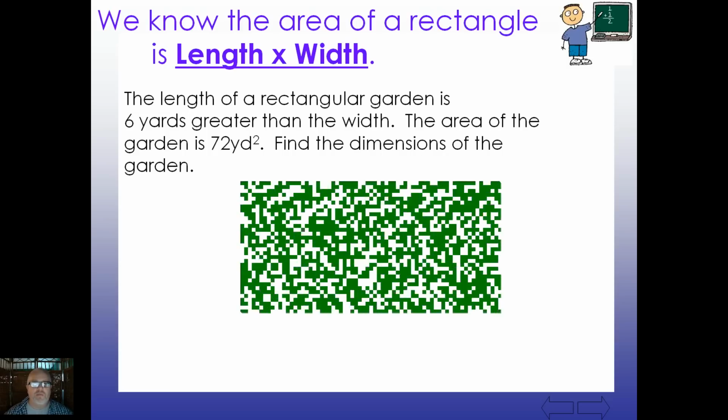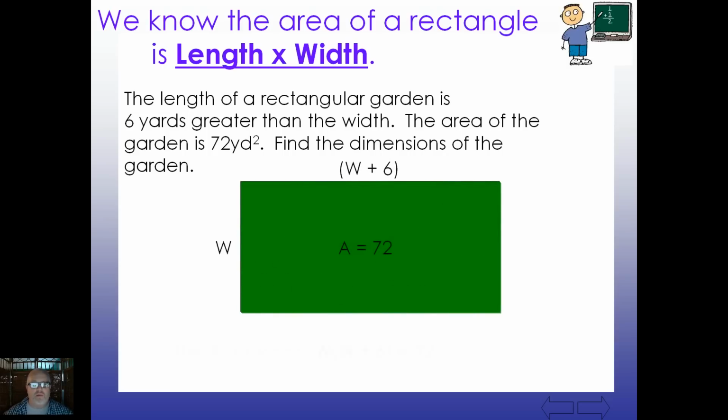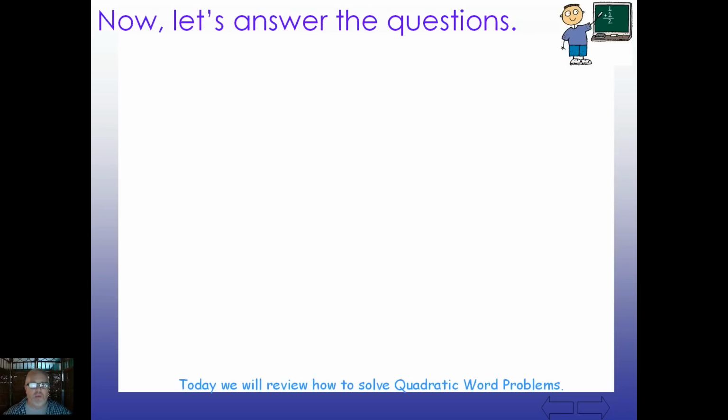So let's take this and let's use this fact right here. W times the quantity W plus 6 equals 72. Alright, now back to 7th grade. What do we do with that W out in front? Well, we're going to use the distributive property to take it all the way through. Now from here, do your best to answer this one on your own. Remember the key here, distribute and set equal to 0.